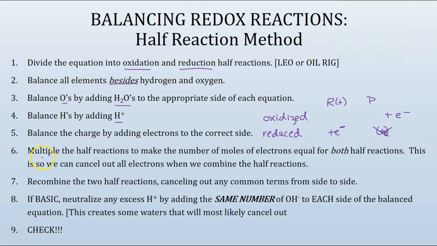After I've done that, I have to make sure that the number of electrons on each half reaction is the same, because they must cancel out. They must cancel out. If these two numbers on the other side of the arrow are not the same, then I have to multiply each half reaction by a whole number to make them cancel out. You'll see examples of this. Don't panic. Then I'm going to add the two reactions back together, canceling out anything that is common from one side to the other. If I have more than something, I cancel out what goes away on one side and I keep whatever I need to keep on the other side.